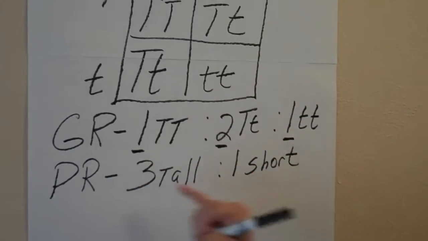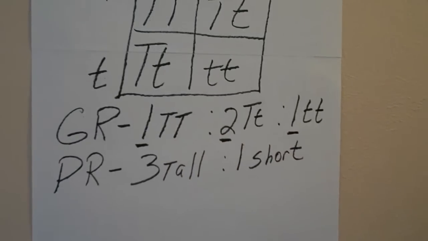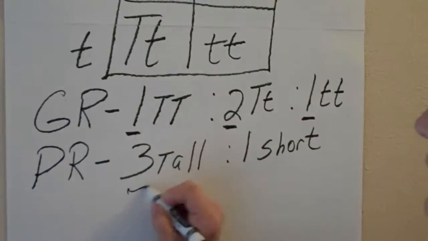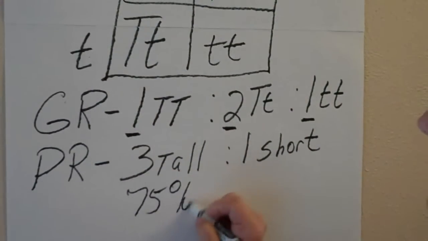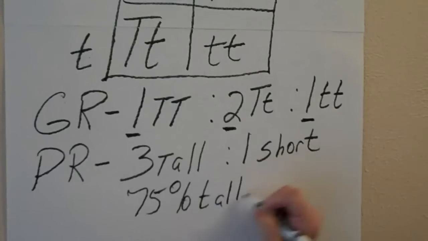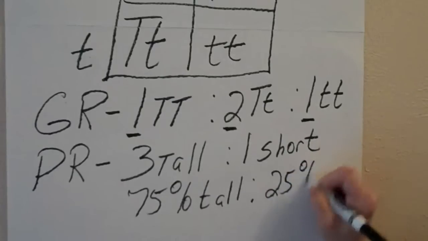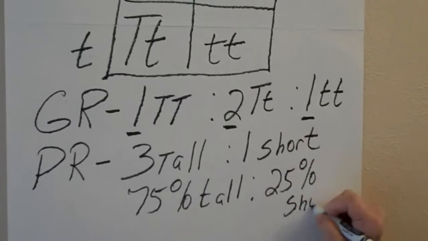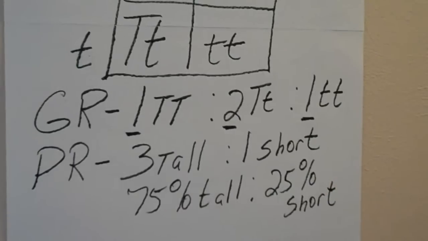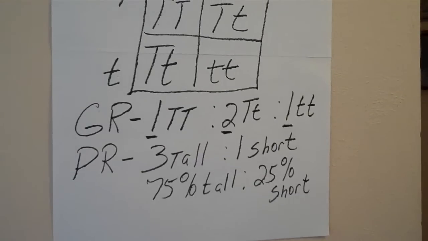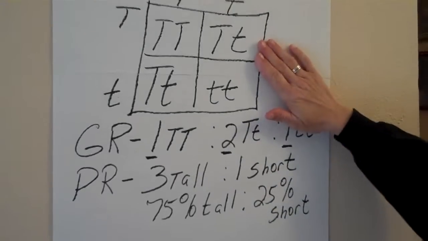Another way to look at this one that is very often written, it's written as a percent. That would be 75% tall, and 25% short. This concludes our review of the three major types of genetic problems involving monohybrid crosses.